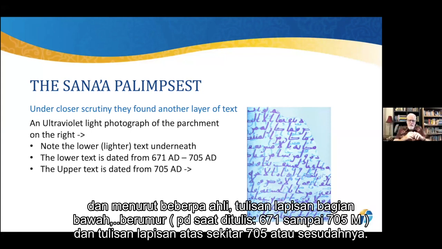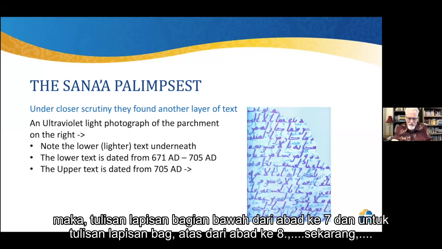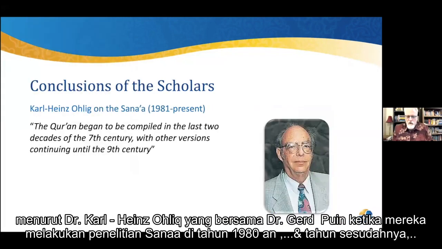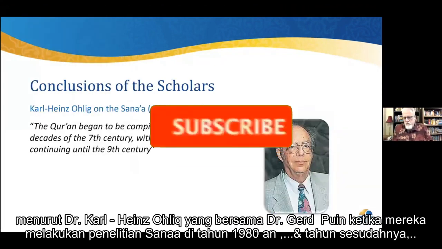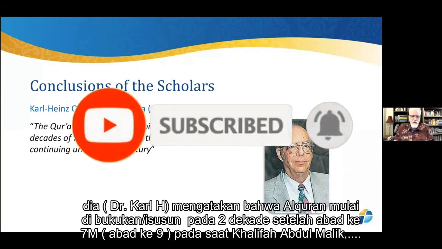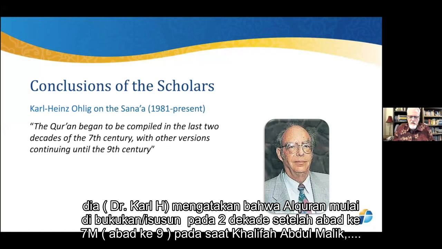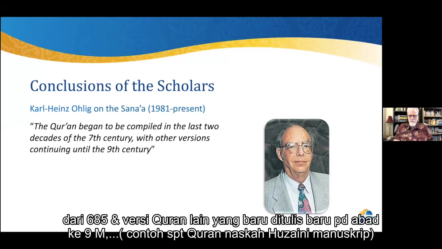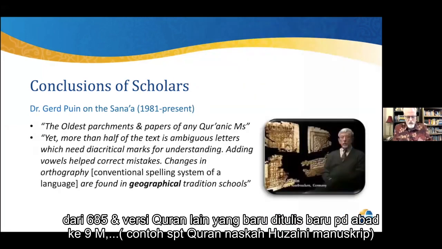According to some scholars, the lower text is dated to 671 to 705, and the upper text is dated to 705 and later. So parts of it, the lower layer, are from the 7th century, and parts, the upper layer, are from the 8th century. Now, according to Karl-Heinz Ohlig, who was with Gerd Puin when they did their survey back in the 1980s and later, the Quran began to be compiled in the last 2 decades of the 7th century. So he's talking about the time of Abd al-Malik, the last 2 decades from 685 and on, with other versions continuing up until the 9th century. So he's talking about the other ones like the Hussaini manuscript.